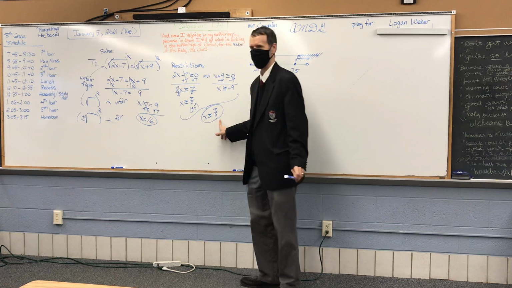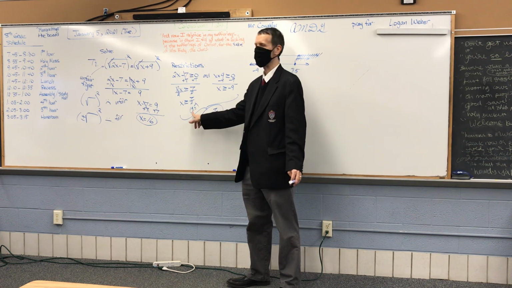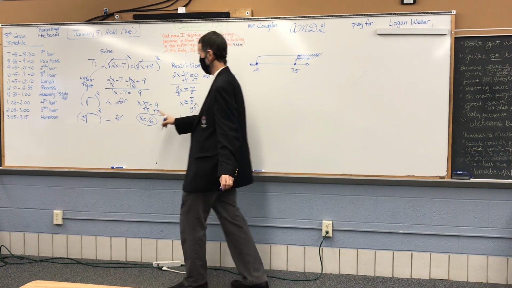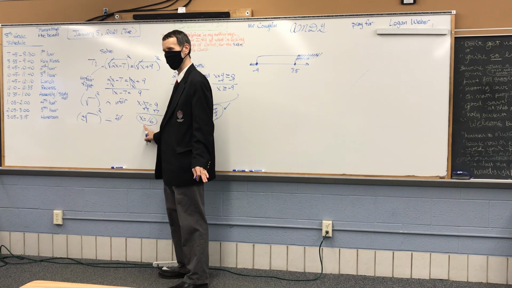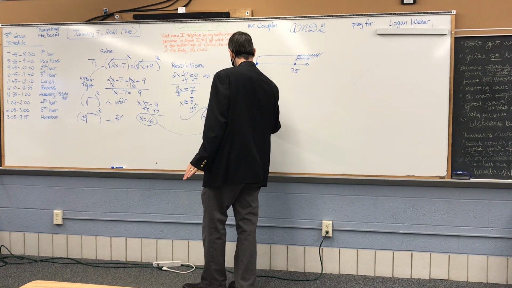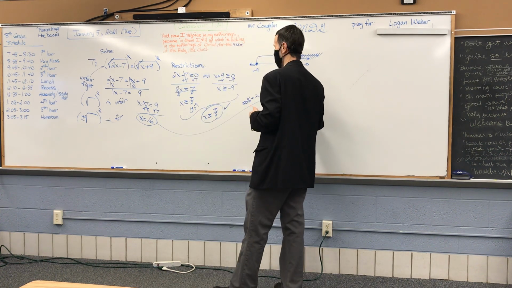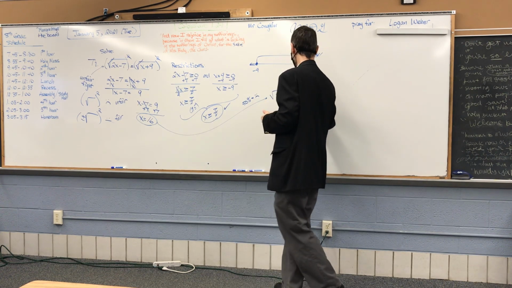X equals 16, check if it's legal. Look at your restriction. Does it pass the restriction? Is it bigger than or equal to 3.5? Yes, good. Now, remember, there's a 50% chance this is wrong. Because it's bigger, you test it. There's a 50% chance that it's going to be wrong. Test it in the original formula. Radical 2x minus 7, x plus 9.